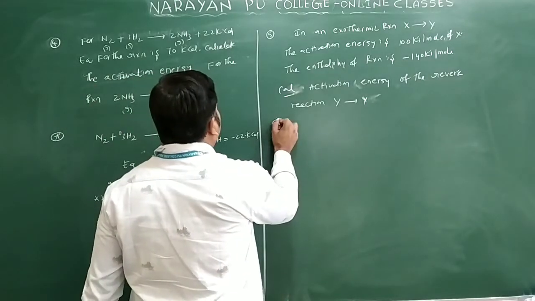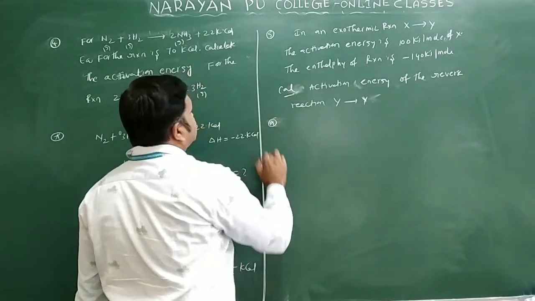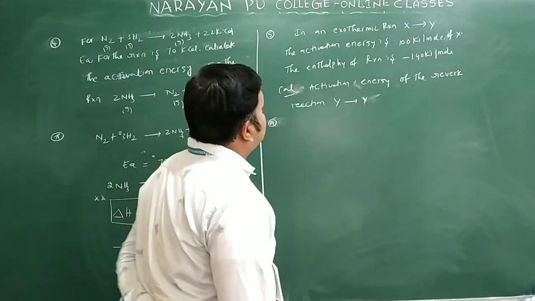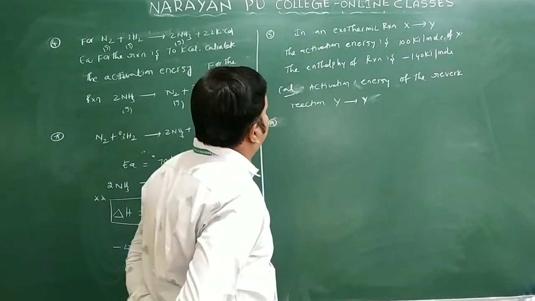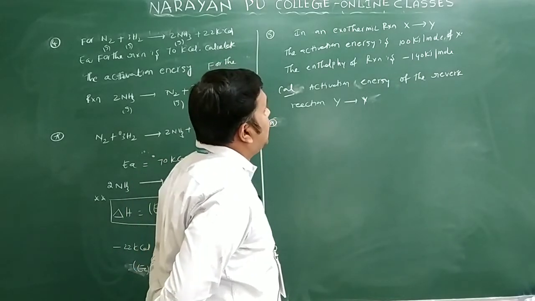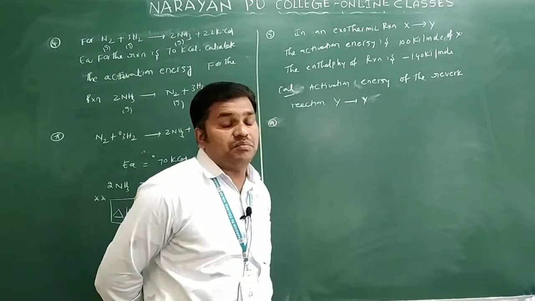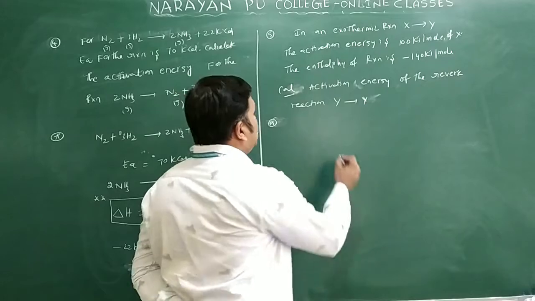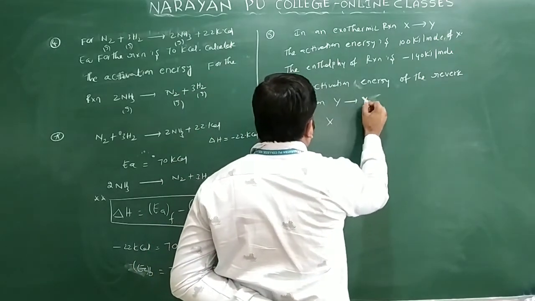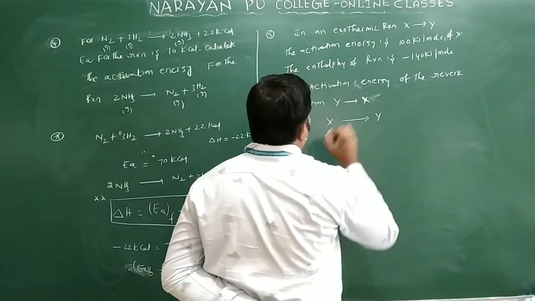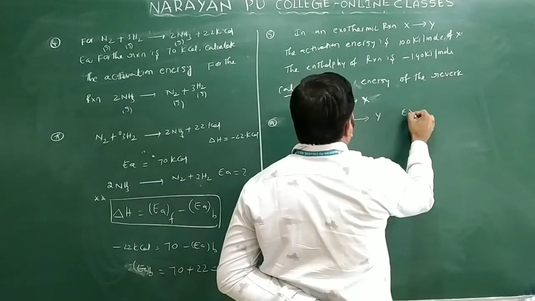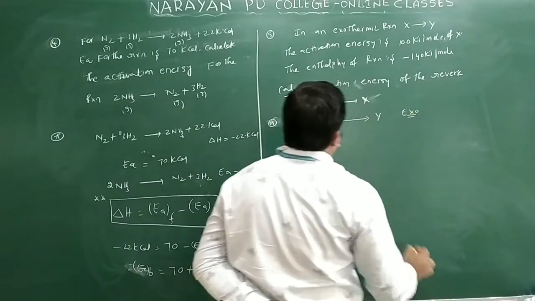Now we'll see the next question, question number 5. In an exothermic reaction, X gives rise to Y. The activation energy is 100 kilojoule per mole and the enthalpy of the reaction is minus 140 kilojoules. So what reaction is given here? X to Y. It is an exothermic reaction.